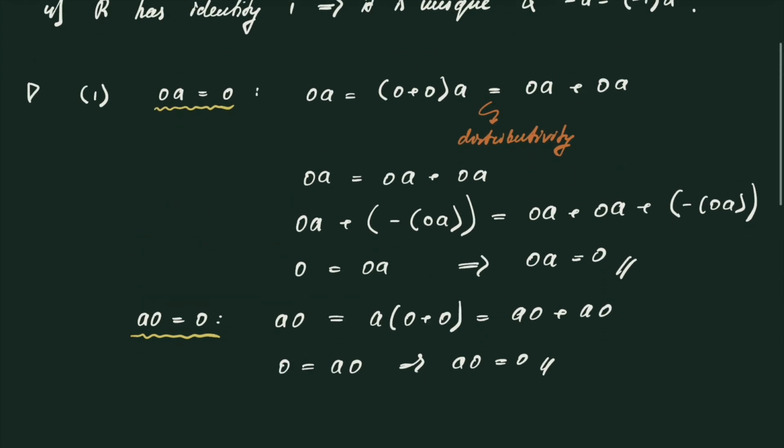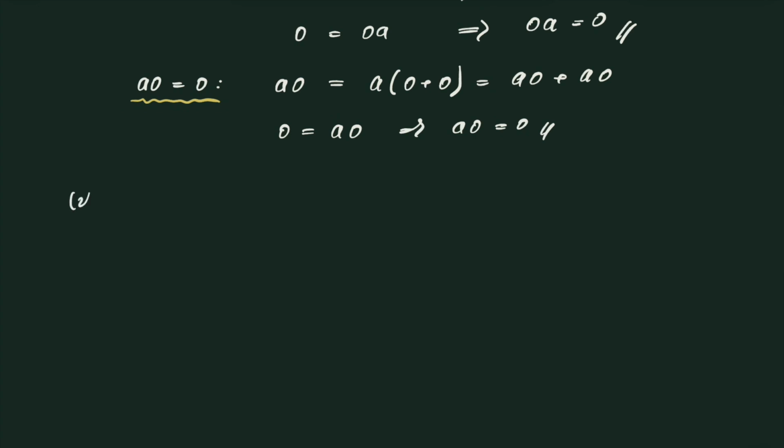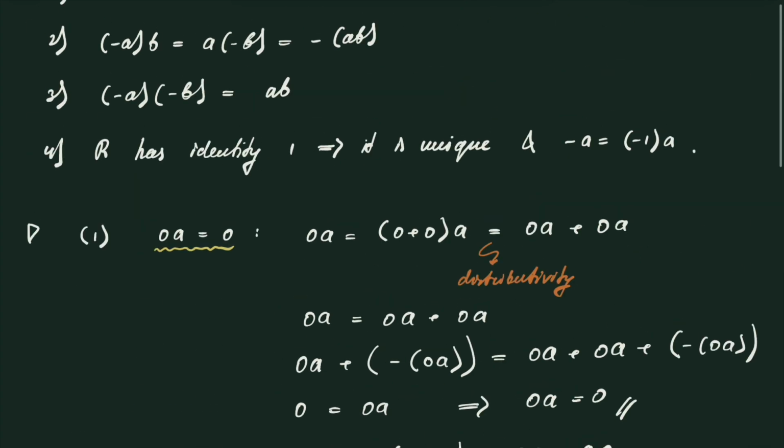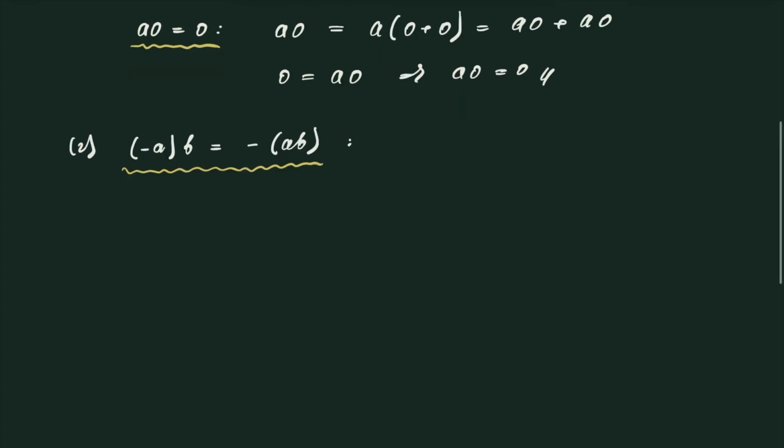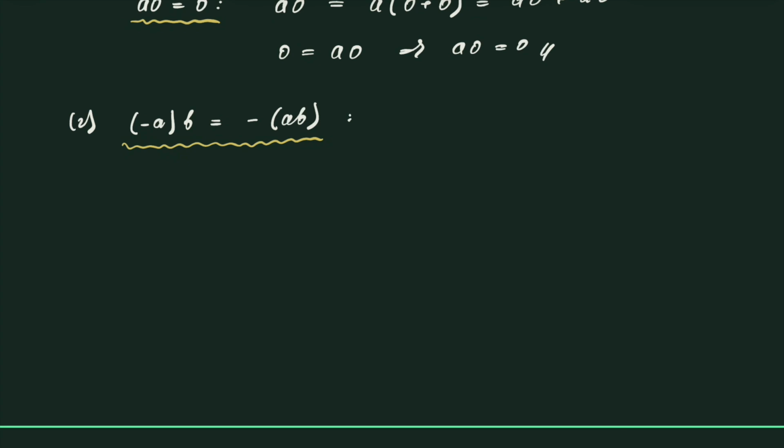Okay, the first one is done, so let's move to the second one. The second fact states that minus a times b is equal to a times minus b, and it's equal to minus ab. Now let's prove one by one. First we have that minus a times b is equal to minus ab, okay?